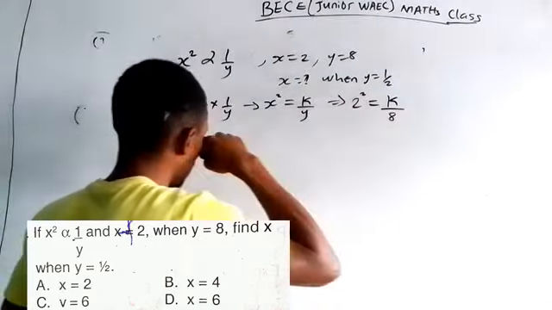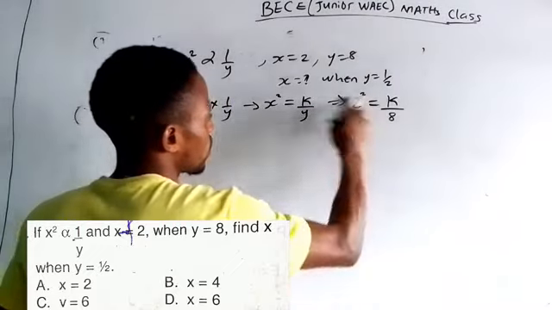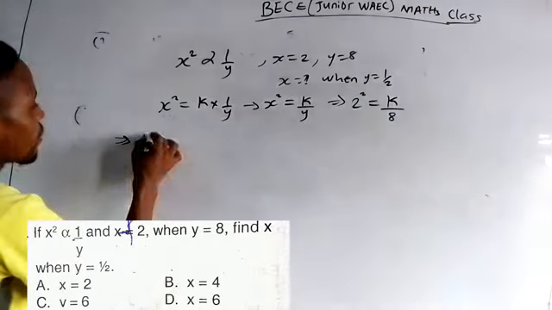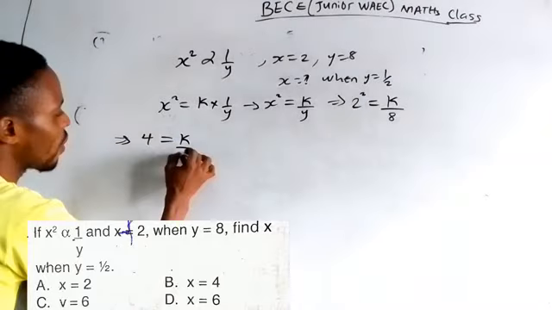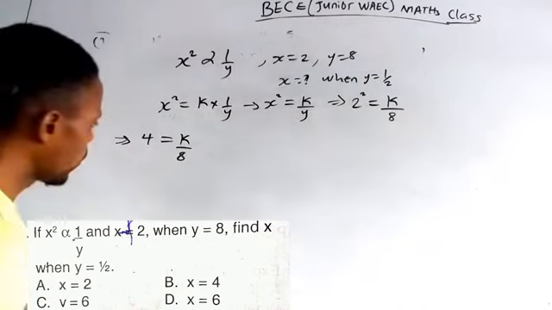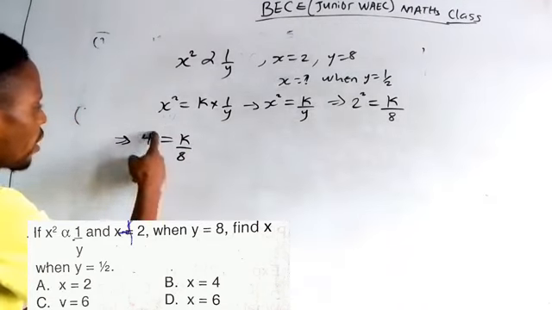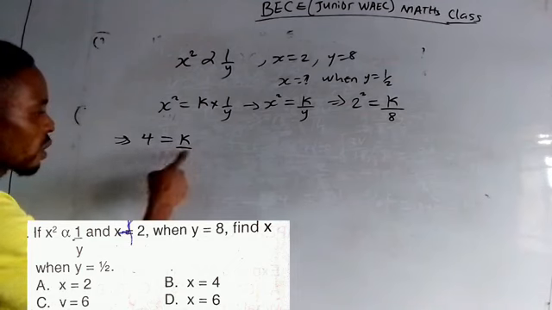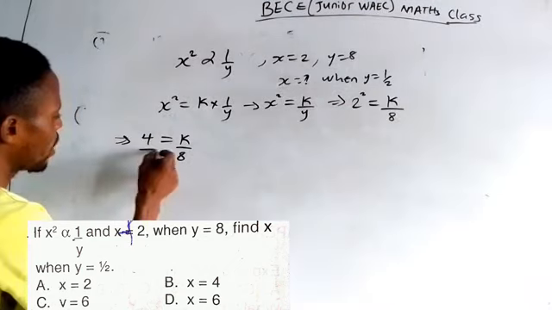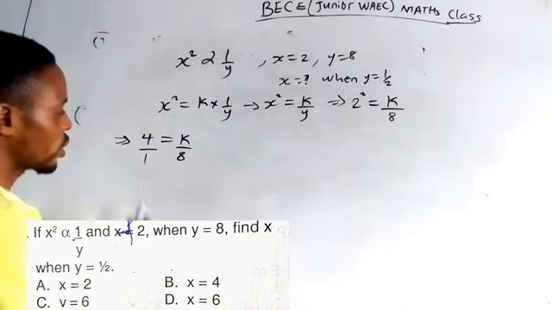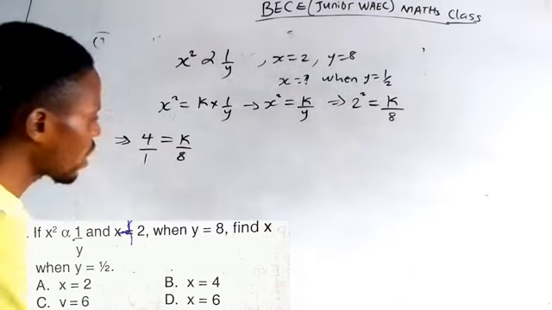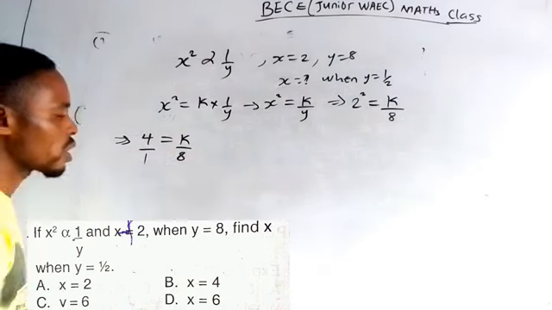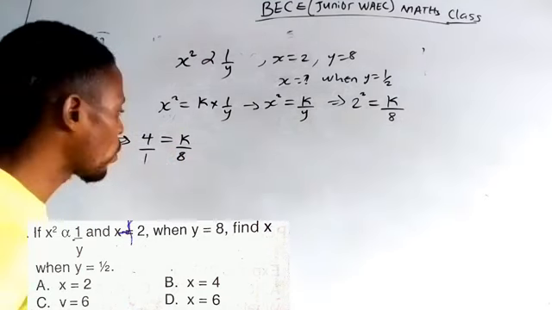So 2 times 2, we have 4. So 4 is equal to k over 8. If you look at this part, we have a fraction here, so let's also make this 4 a fraction to compare them together. We make it 4 over 1 to make it a fraction. Since we have two fractions separated by an equal sign, the next thing to do is to cross multiply.